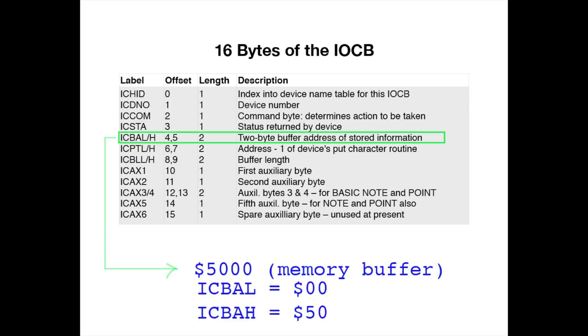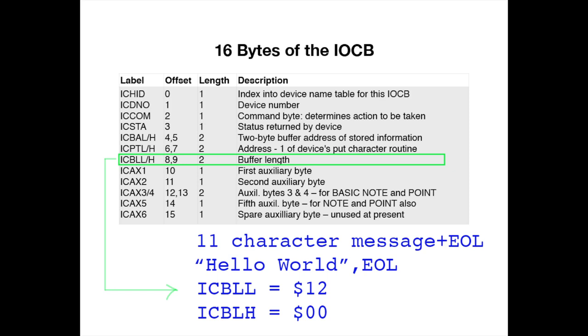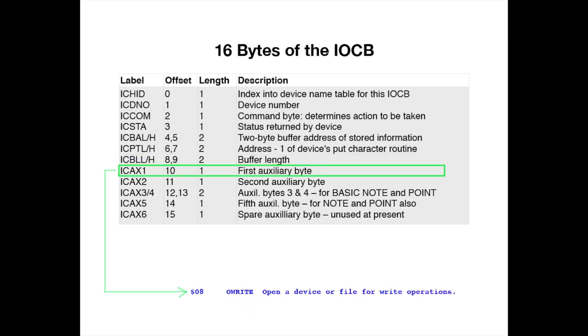The next operation we're going to take is by filling the 2-byte buffer address that stores the address of the buffer that we're going to be using to output or input. Once we set the buffer address, we're going to tell the input-output control block the length of our buffer. Again, low byte, high byte. The last byte we need to fill for our write to screen is the ICAUX1 auxiliary byte, which we're going to set to 08 hex, which means open the device for write operations.